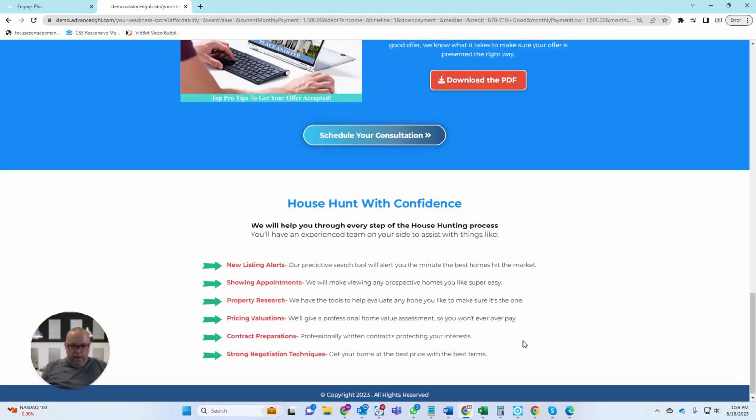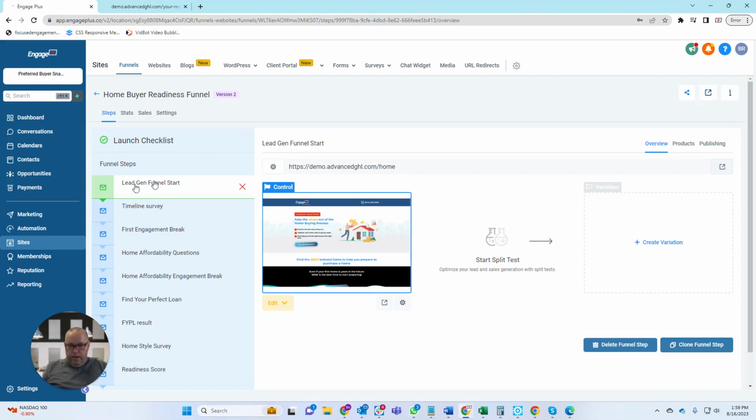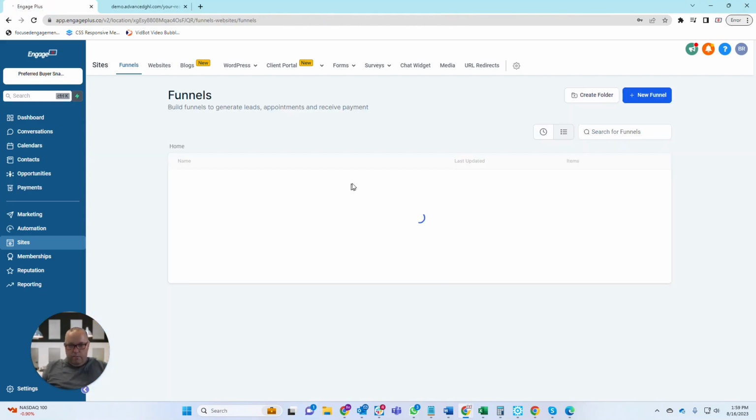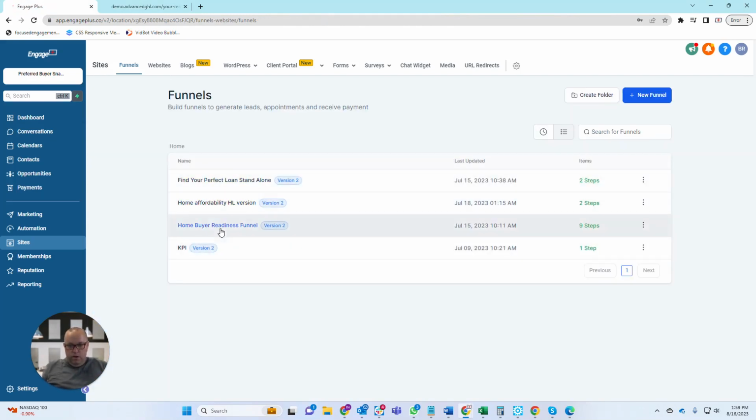So now that is the funnel pages, and inside the funnel pages we also have a couple of standalones. We got the home affordability standalone, and we have the Find Your Perfect Loan standalone. So again, these are great tools to use for marketing, specifically with your preferred lender.